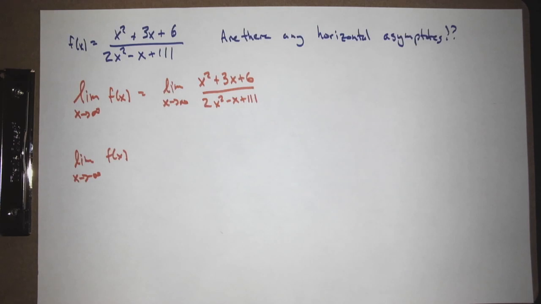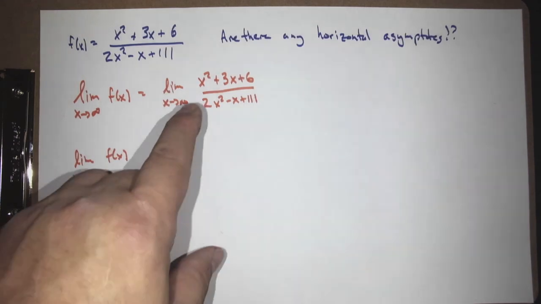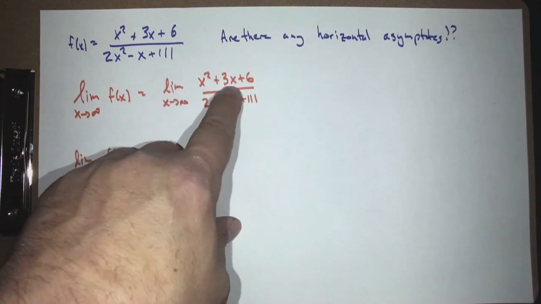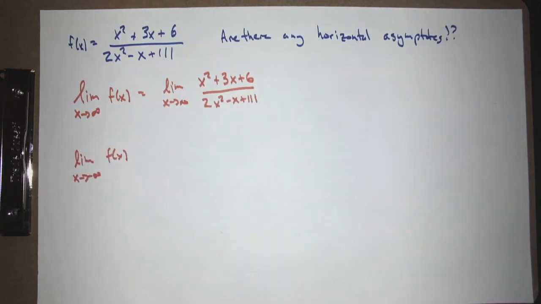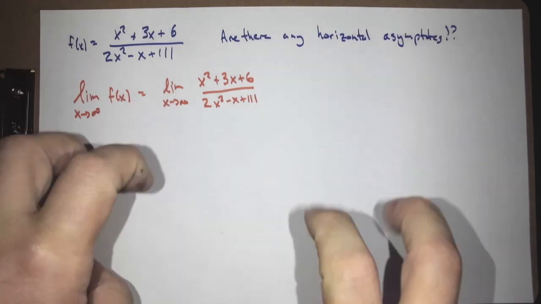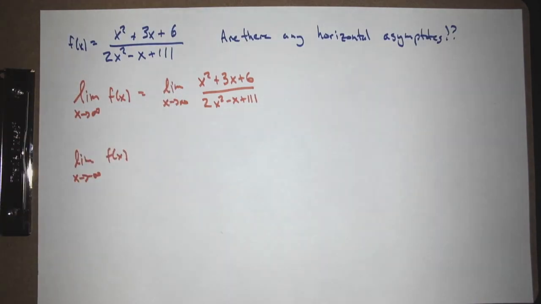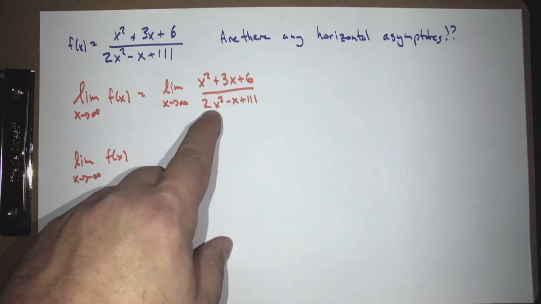It's getting big. Now, think about these three terms, x squared versus 3x versus 6. Which one of them is the "important" one? Which one drives it? The x squared. Okay, so, all right, now downstairs, what's happening?